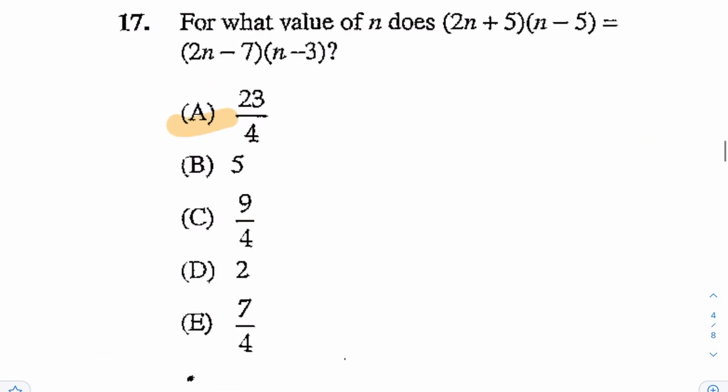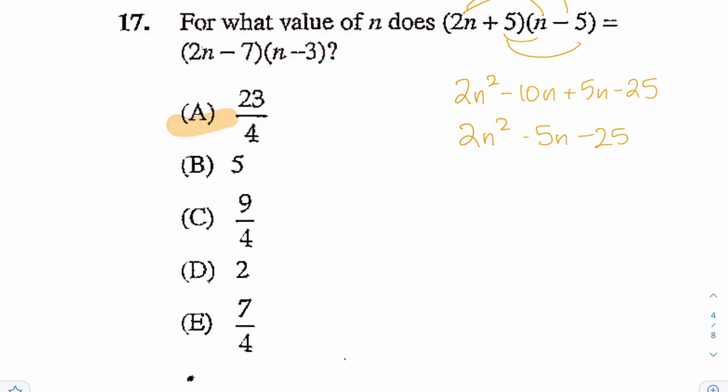All right, next for number 17, for what value of n does (2n + 5)(n - 5) equal (2n - 7)(n - 3)? So here you have to FOIL both sides. You have 2n squared minus 10n plus 5n minus 25. You FOIL, and that's 2n squared minus 5n minus 25.